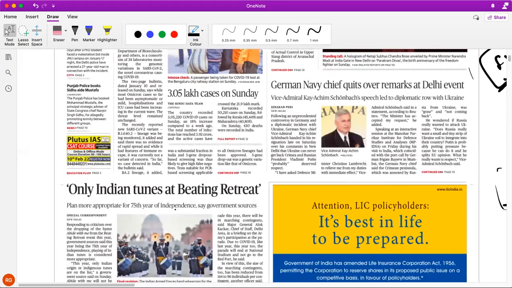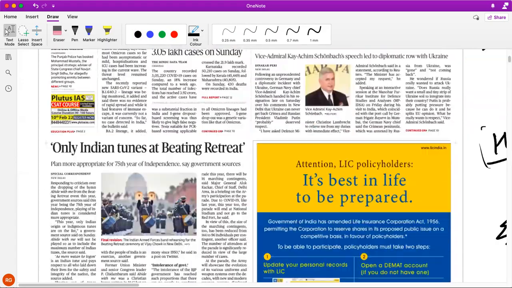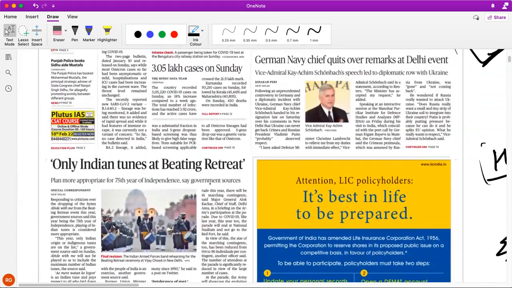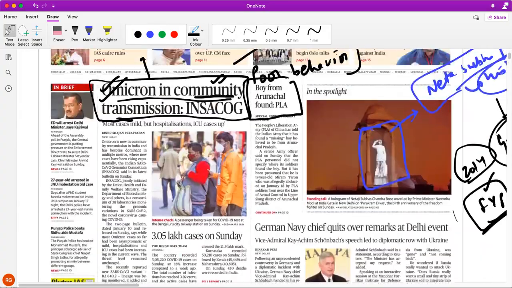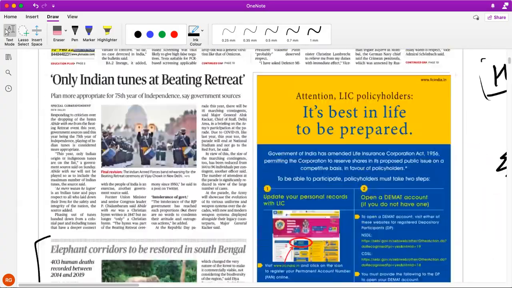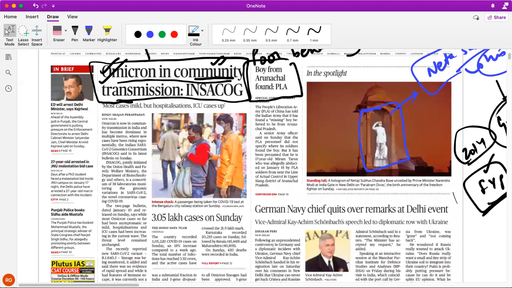I hope, just see, from one page itself, there are two more news. We will deal with these news later on. But we had to deal with one elephant corridor, Omicron, and the boy from Arunachal. We just studied three news, and from those three news itself, we were able to study a lot. We were able to revise a lot of topics from the syllabus. So I hope now you are getting a picture of how to approach the newspaper.